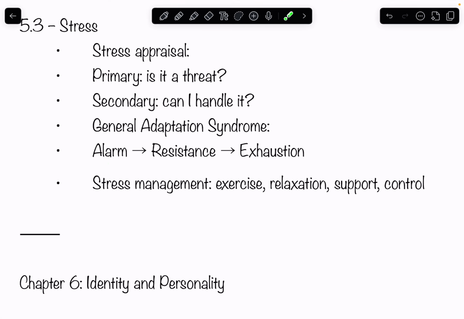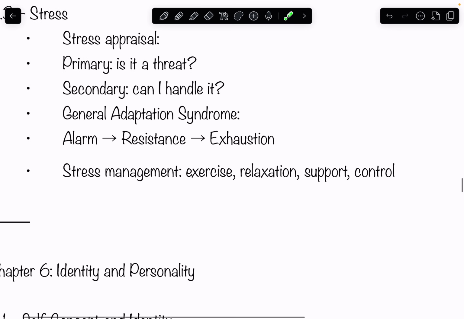And then a fun way we could remember this is if we think of school, right? So stage one, alarm, is when the exam is coming up. Resistance is when you're fighting back from the stress. It's like, no, we know we're going to fail, but we need to try, we need to try at least. You're resisting it. And then exhaustion is like you tried your best, now you have no more energy, so you're tired. So some ways to manage your stress are to exercise, relax, and then support yourself.